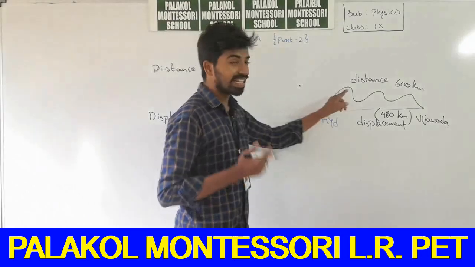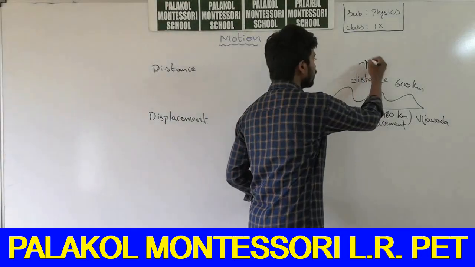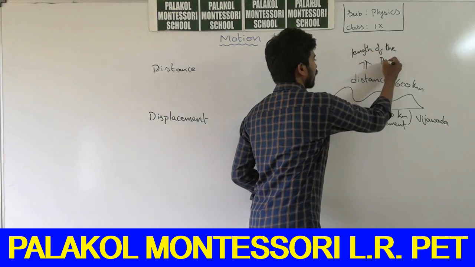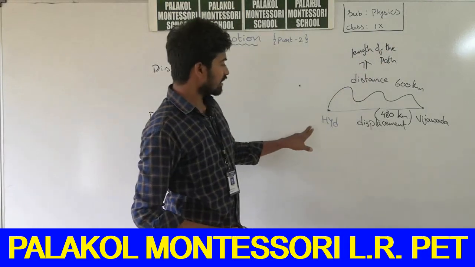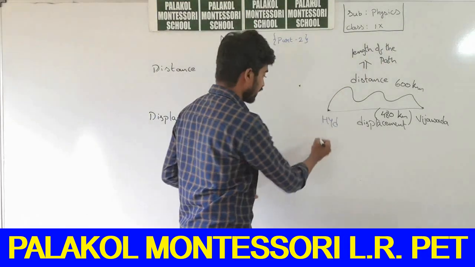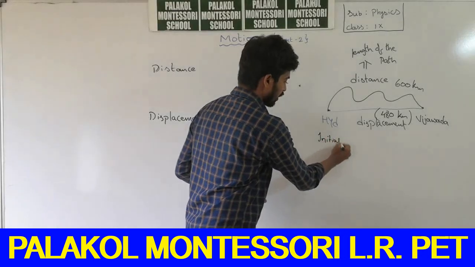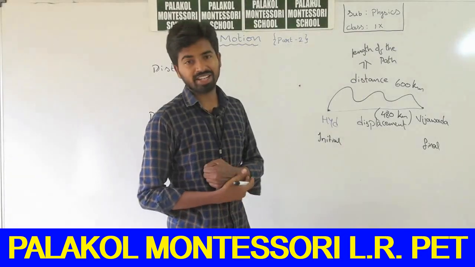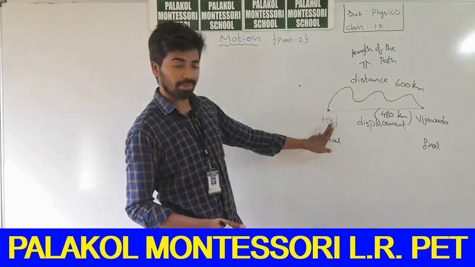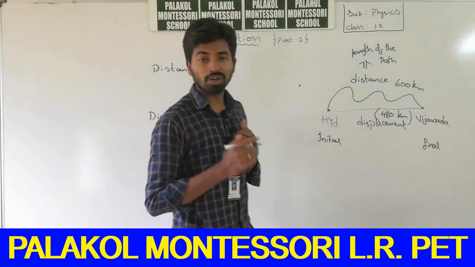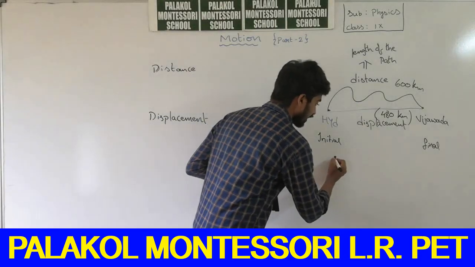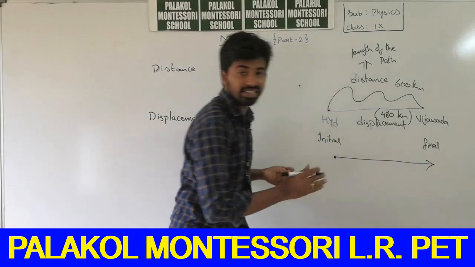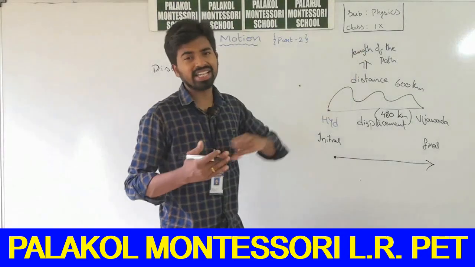Distance is the length of the path. Displacement is the shortest distance between initial and final positions. What was the initial position? Hyderabad. And what was the final position? Vijayawada. So, what is your direction? You are from Hyderabad, so this is the initial point, and this is the direction. Here length does not include any direction.